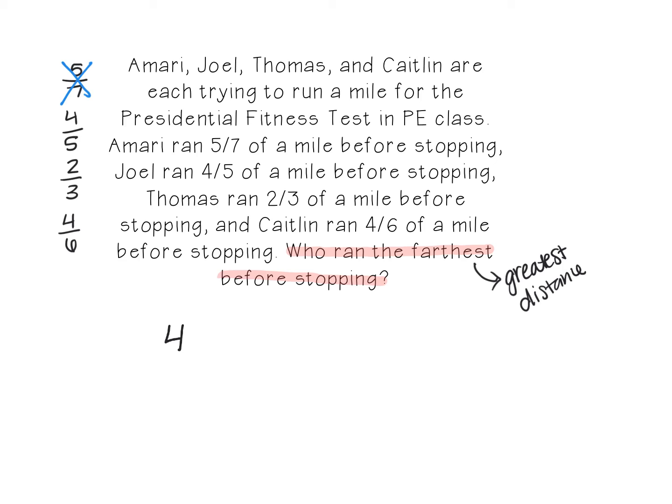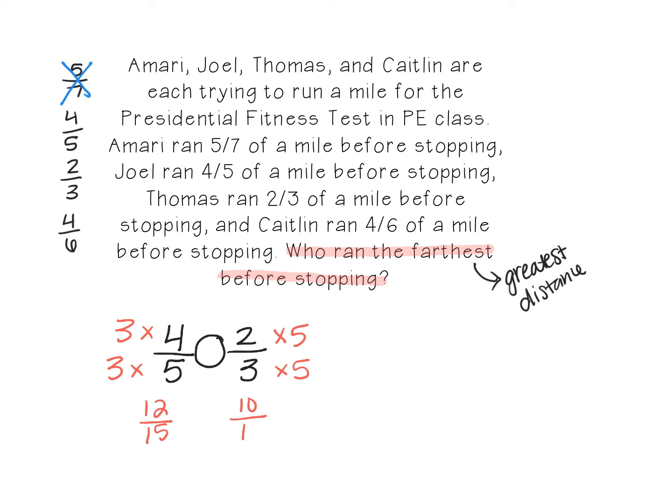Now let's compare 4/5 to 2/3. And for this one, I'm going to find a common denominator. So I'm going to use the opposite denominator strategy. So for 4/5, I'll multiply by 3. And for 2/3, I'll multiply by 5. So I get 12 over 15 and 10 over 15. Well, 12/15 is greater than 10/15, which means that 4/5 is the greater fraction. So since 2/3 is less than 4/5, I know that 2/3 can't be the answer either.